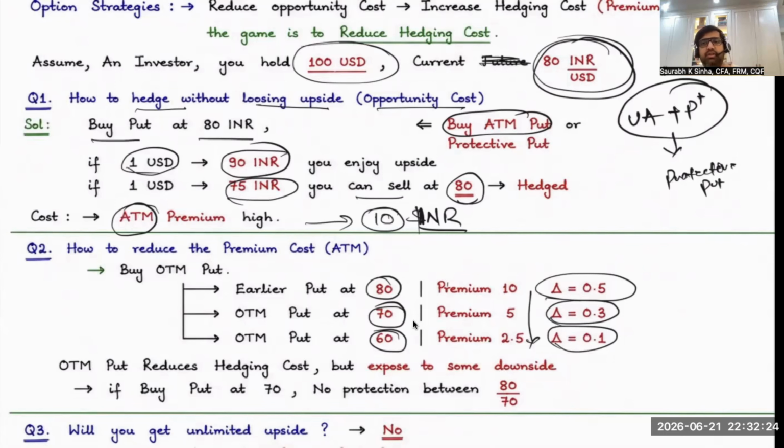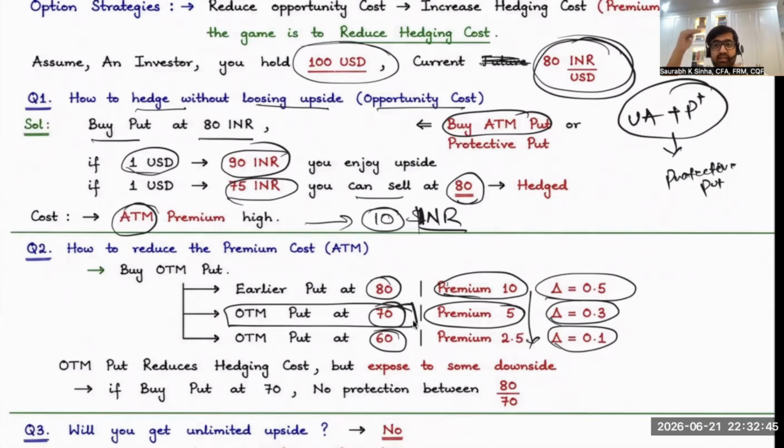This is not relevant for this discussion. But you can see that if you want to reduce your hedging cost, you can buy an out of the money put option. But there is a problem. For example, instead of paying a premium of 10, you want to only pay the premium of 5, then you would have bought a put option of 70. So the hedging starts at 70 because you have a right to sell at 70.